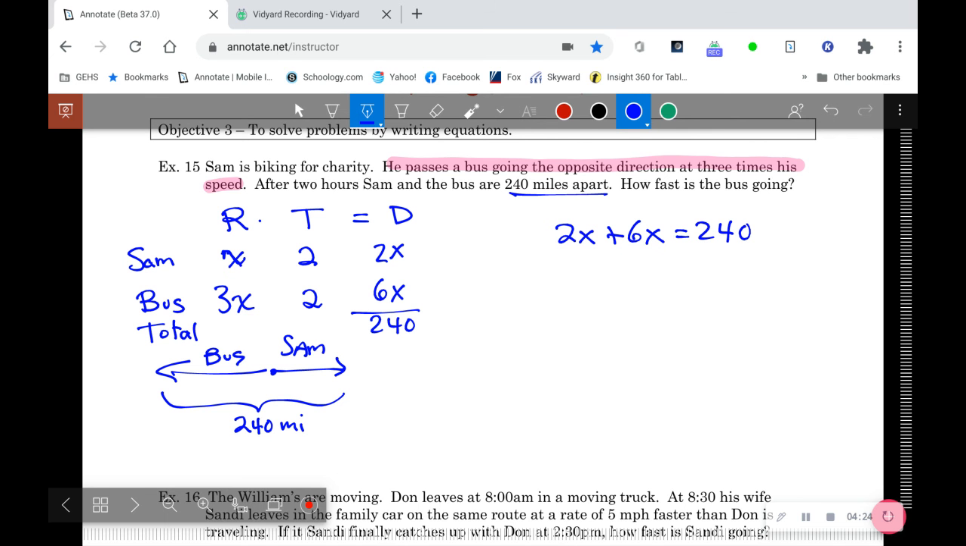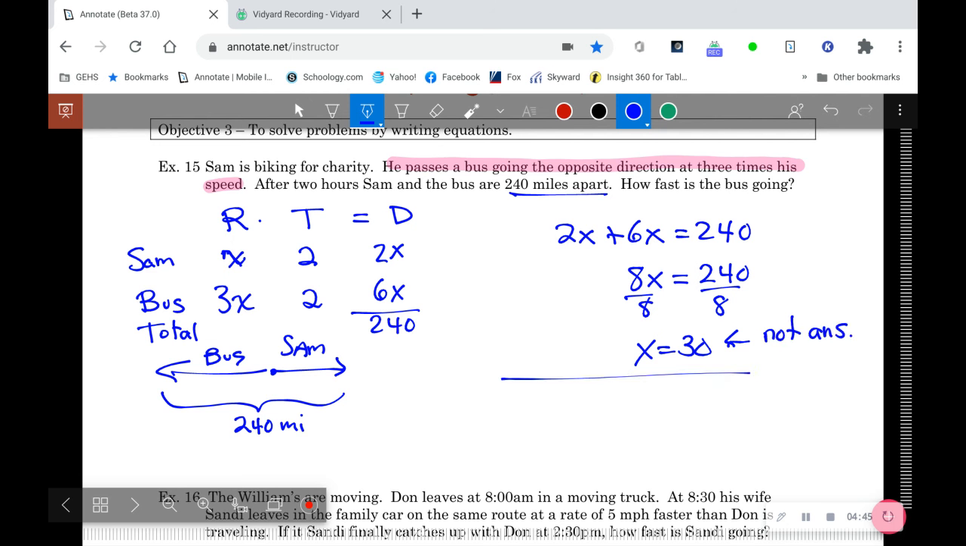Okay, now we're ready to solve for x. It's going to be 8x equals 240. And dividing by 8 tells us that x is 30. The only problem is that's not my answer because it's not the question that's asked. Not the answer.